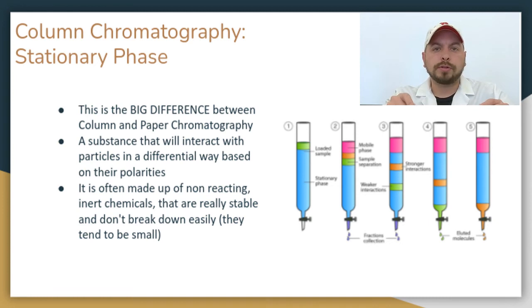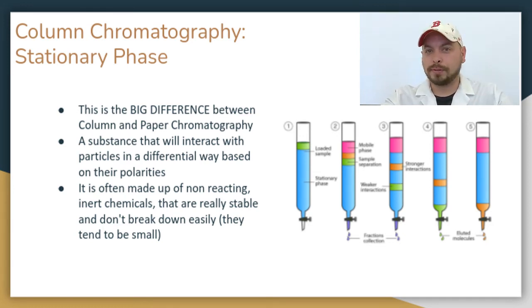And so as a result, what's going to happen is all of the particles that are moving through the stationary phase are going to have to interact with the stationary phase itself. It's very important that the stationary phase interacts with some particles more and other particles less based on their polarities. But at the same time, we want the particles to move relatively freely through the stationary phase. So engineering a stationary phase is actually really important in column chromatography.